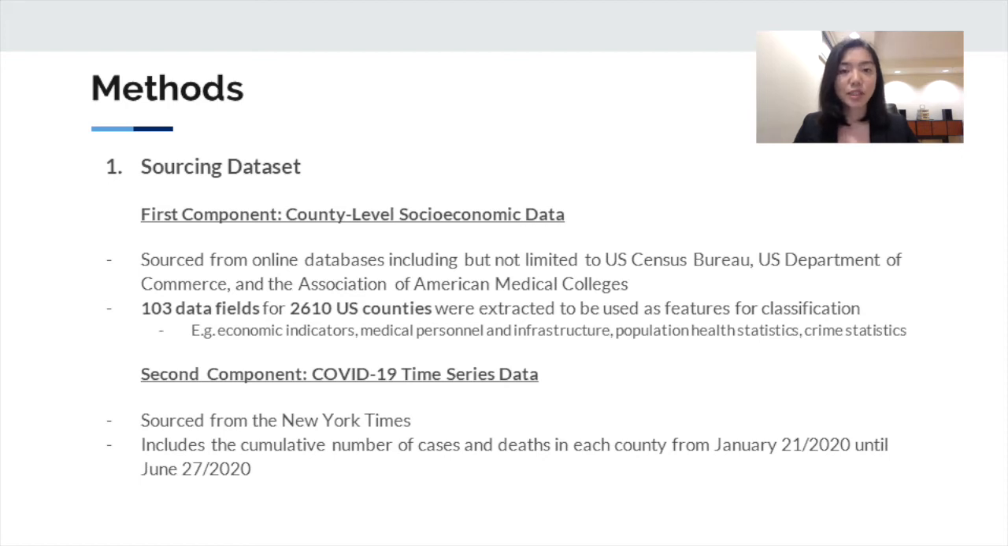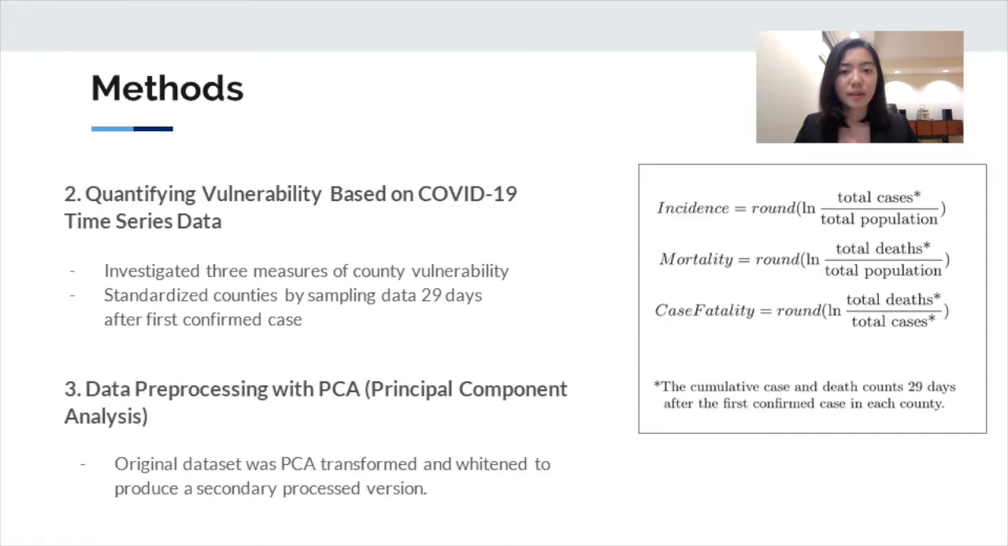The second component to our data was time series COVID-19 data. This data was sourced from the New York Times, and it included the cumulative numbers of cases and deaths in each county beginning from January 1st, 2020 until June 27th, 2020.